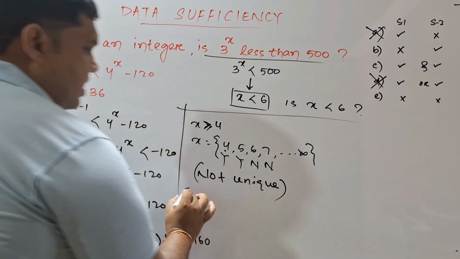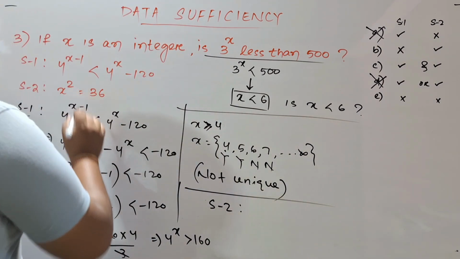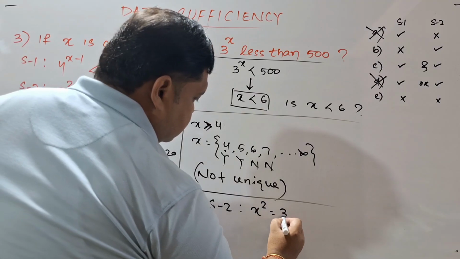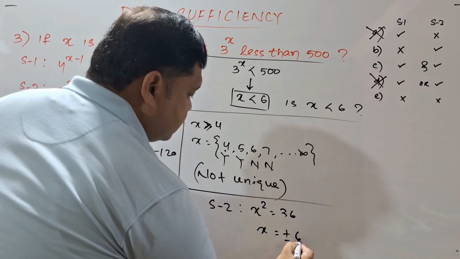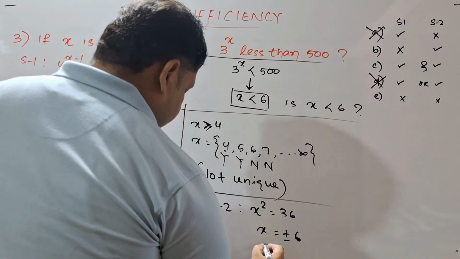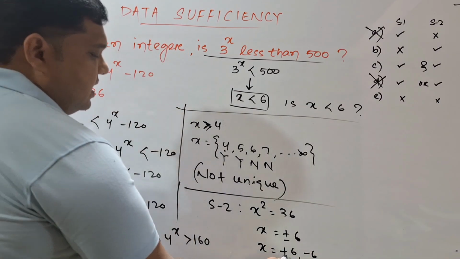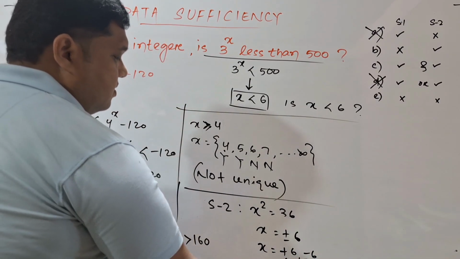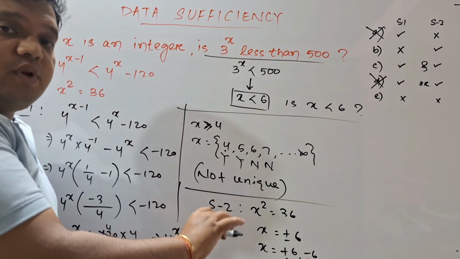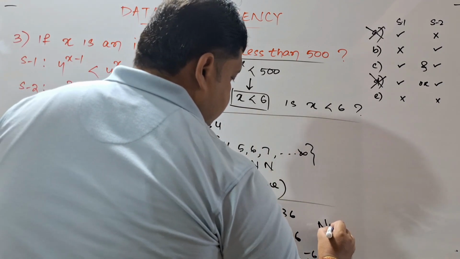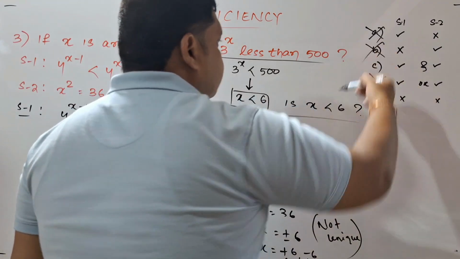Done. Now I am going to check statement number 2. Here statement 2 is x square is equal to 36. So x is equal to plus or minus 6. Here x has two values, plus 6 and minus 6. For plus 6, is x less than 6? You said no. For minus 6, is x less than 6? You said yes. Again ambiguity. Multiple answers mean not unique. Statement 2 is also not unique, which means option B you can eliminate.